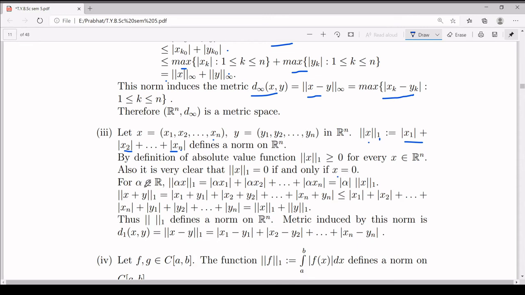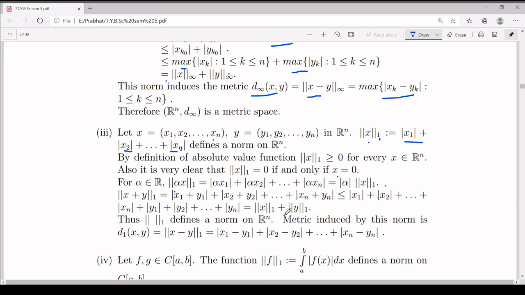Now you take a scalar alpha and consider norm alpha x. So norm alpha x will be again addition of mod alpha x1, alpha x2, alpha xn. Now mod alpha you can take common and you can write it as mod alpha times (mod x1 plus mod x2 plus mod xn). That means it is mod alpha times norm x1. That will prove the second part.